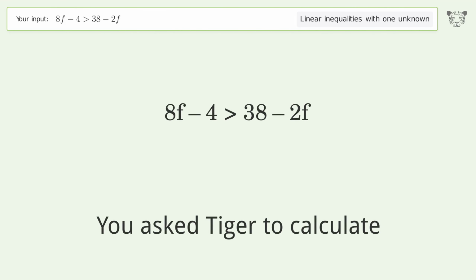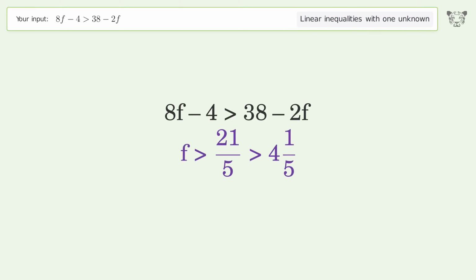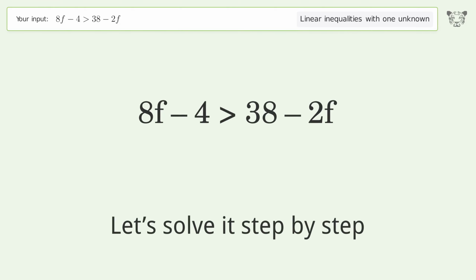You ask Tiger to calculate. This deals with linear inequalities with one unknown. The final result is f greater than 21 over 5 greater than 41 over 5. Let's solve it step by step.